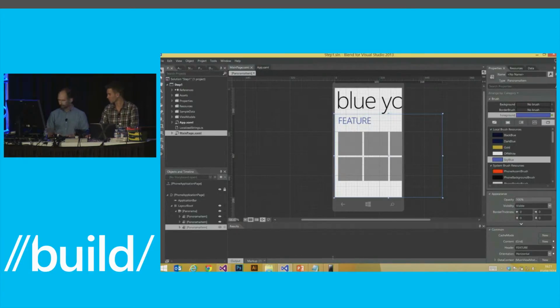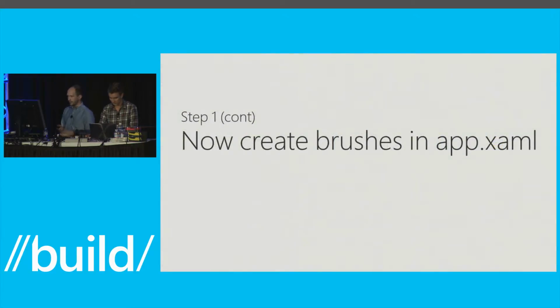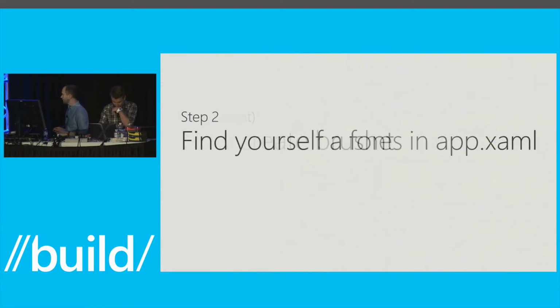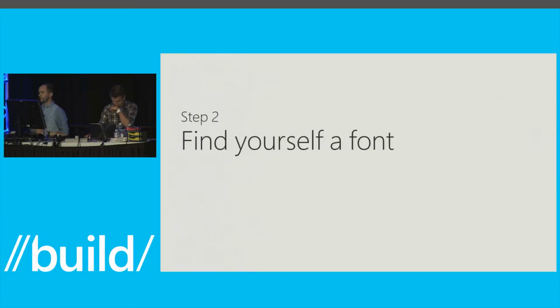Cool. So we have now put the colors into our app, and we've created some brushes for those. The next one is to find yourself a font. Now, again, in the panel discussion earlier, somebody was saying, oh my God, there are no good resources for finding fonts. They need to be royalty-free. You need to be able to embed them, all that kind of stuff. So we'll get onto some resources for that.